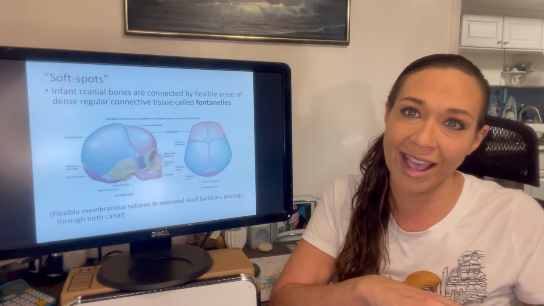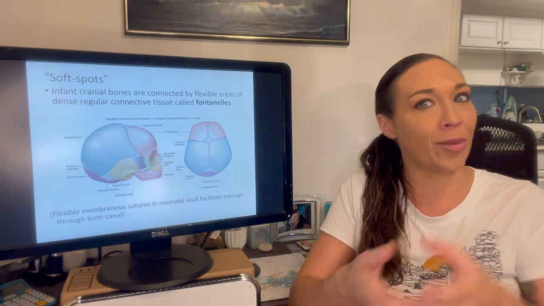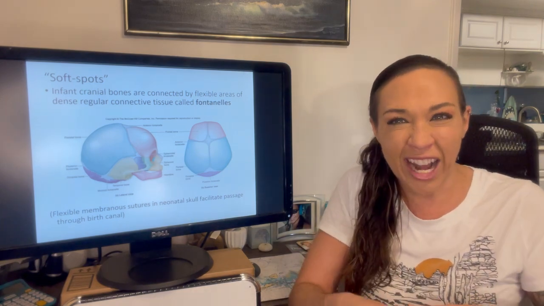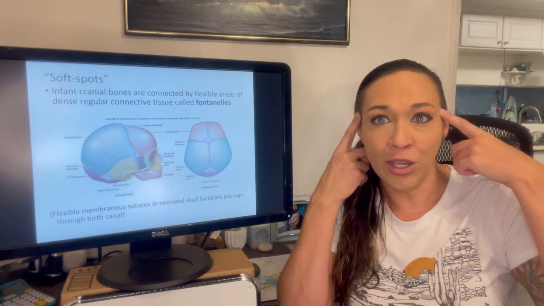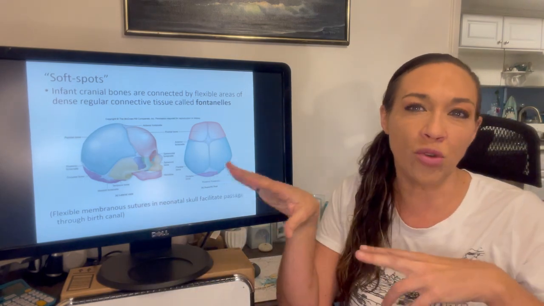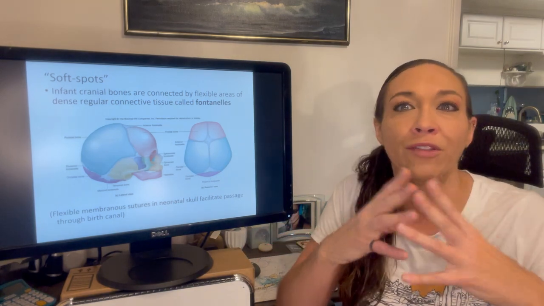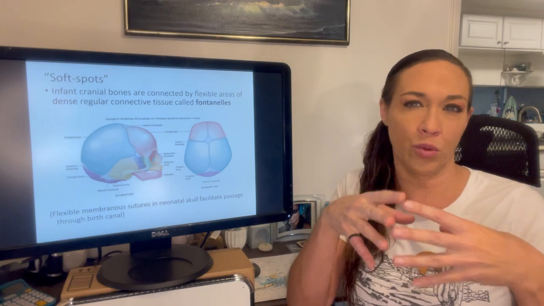Now we lose these as we grow and develop, but as a baby, especially when you're coming out of your mom's birth canal, it's kind of important that you don't crack your head. You also need to make it out of her birth canal. Therefore, these sutures or soft spots allow for increased flexibility. The sutures are the spaces in between those bones.